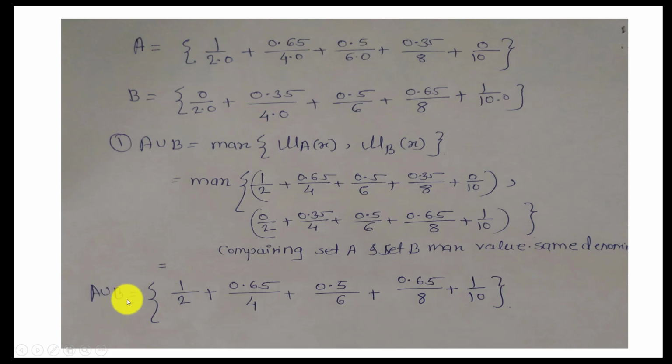So while we are finding A union B in fuzzy operations, we are going to consider the maximum value by comparing set A and set B, but the condition is that they have the same denominator.